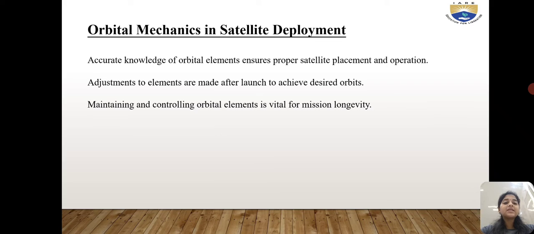Orbital mechanics in satellite deployment. Accurate knowledge of orbital elements ensures proper satellite placement and operation. Adjustments to elements are made after launch to achieve desired orbits. Maintaining and controlling orbital elements is vital for mission longevity.